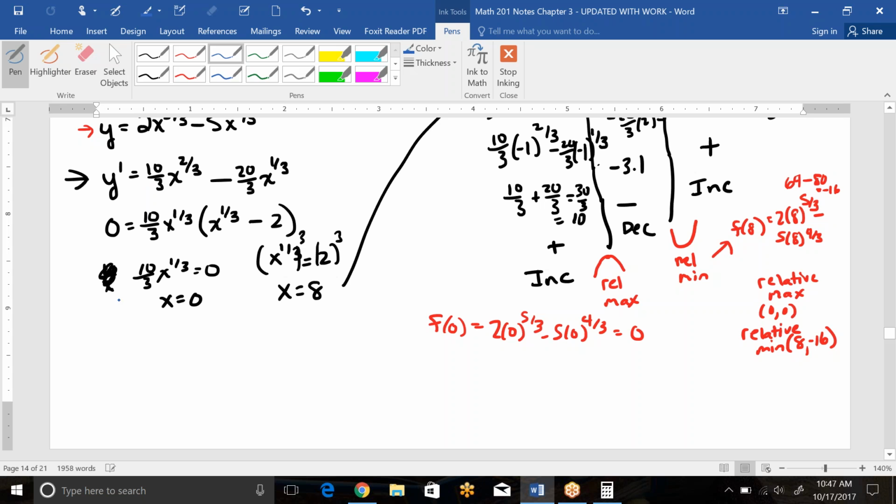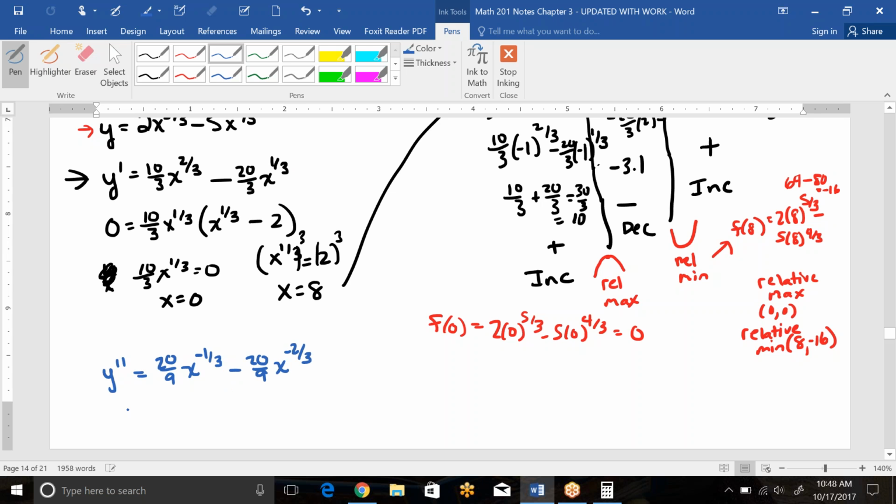So this is the first derivative. So y double prime would be 10/3 times 2/3. So that's 20 over 9, x to the negative 1/3. And then we have 20 over 3 times 1/3, so that's going to be negative 20 over 9. And then subtract, and we'll get x to the negative 2/3.